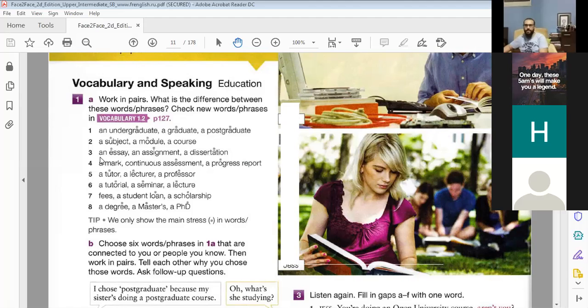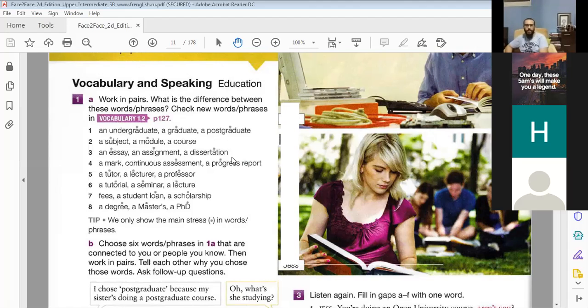What about an essay, an assignment, and a dissertation? Are they different? Is it the same thing? No, essay, it's a long article. Yeah. Correct. It is an article. But also a dissertation is an article, if you think of it. Yeah, it's new for me, dissertation. I don't know what it is.